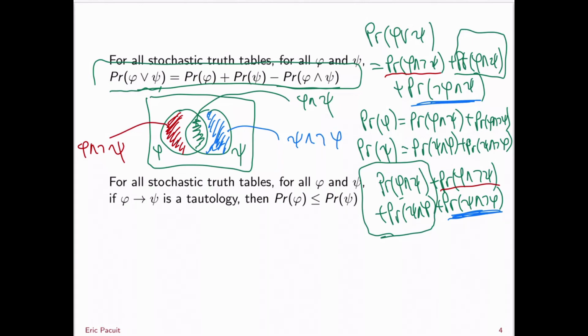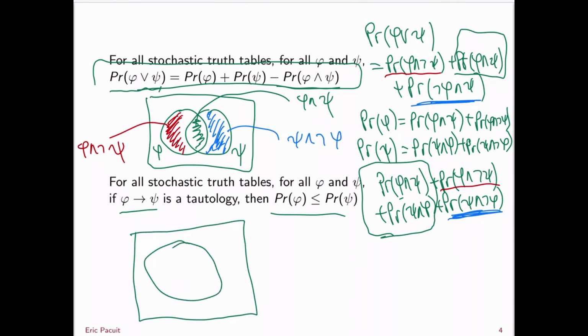What about this second property right here? Well, if phi implies psi is a tautology, then the probability of phi must be less than or equal to the probability of psi. We can see that pretty quickly by drawing a picture. So here we have the psi region, and if phi implies psi is a tautology, then every place where phi is true must be contained in every place where psi is true. So phi is completely contained inside of the psi region. So the probability of this region, of course, must be less than or equal to the probability of this bigger region that contains it.